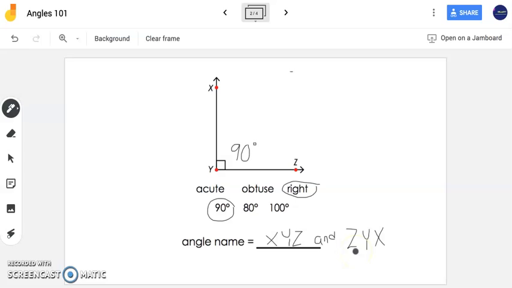It's very important because it's going to help us determine what type of angle it is, and you have to make sure you're labeling in the correct order. So again, we have XYZ or ZYX. They are both correct answer choices.